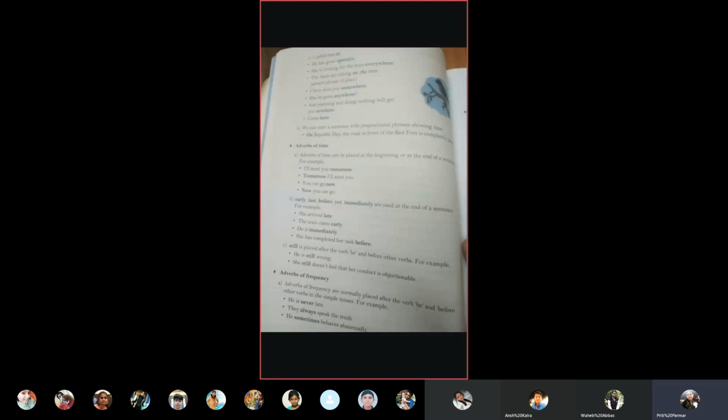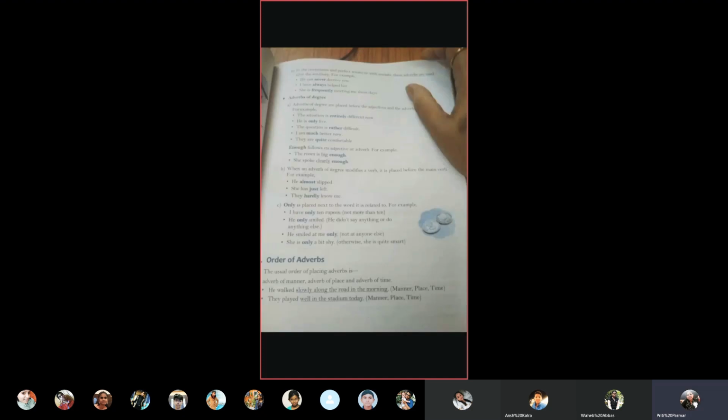Moving further, we now have the B section. In continuous and perfect tenses or with modals, these adverbs are used after the auxiliaries. Now, he can never deceive you. Deceive is the verb and it is placed before it. Now, I have always helped her. How often? Always. She's frequently meeting me these days. How often? Frequently.